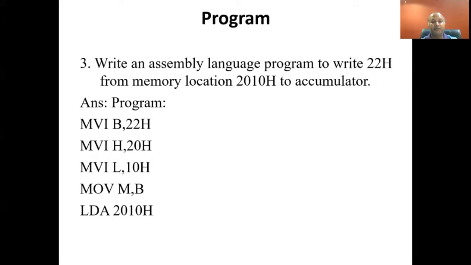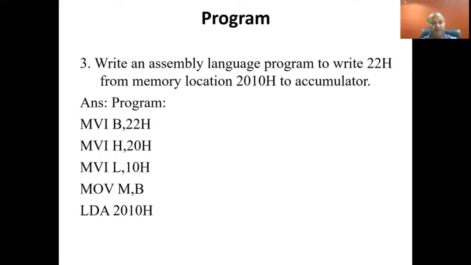Next is write an assembly language program to write 22H from memory location 2010H to accumulator. Program: MVI B, 22H, MVI H, 20H, MVI L, 10H, MOV M, B, LDA 2010H. So by the first instruction, the 8-bit data 22H gets copied to register B.